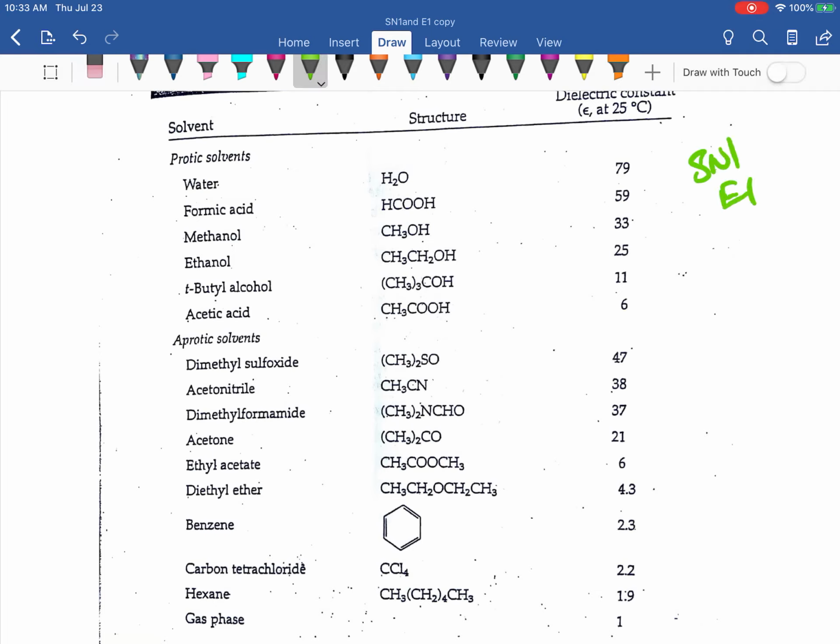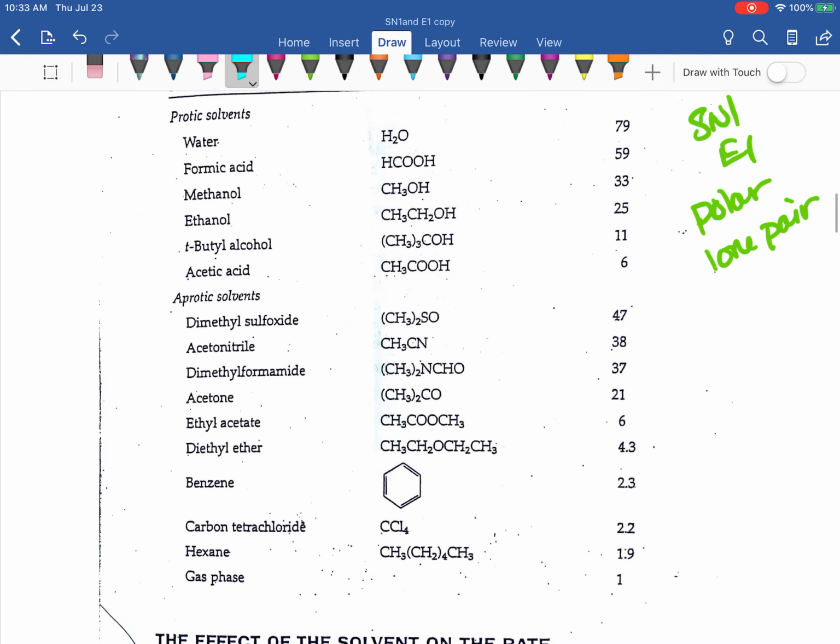SN1, E1, your solvent has to be polar and have a lone pair. So how do we read our table and figure that out? Well, here are some nice polar solvents. And look, every single one of these has an oxygen with a lone pair. So that works awesome. Those are going to be perfect. Anything in that range that has a nice lone pair would make a really good solvent and a nucleophile.